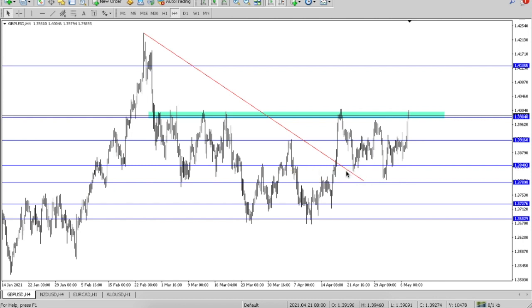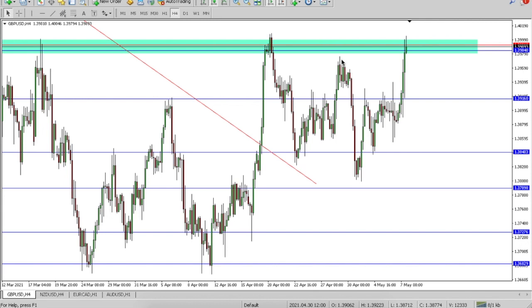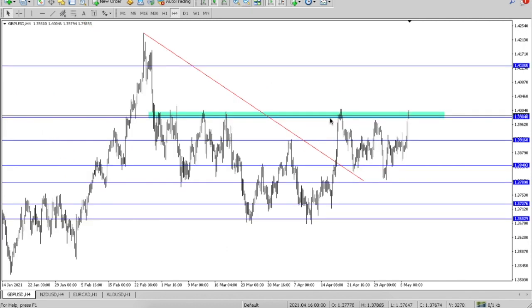So after the completion of the downtrend, there was a breakout, a pullback, and then a continuation, pullback and another continuation. So we can anticipate another pullback to this level here, or a continuation to the upside, and then a pullback, and then a continuation. Okay, so what we have here is what we call a consolidation.